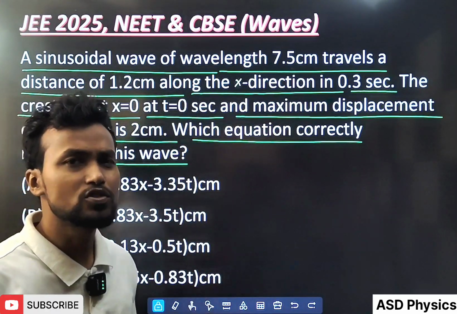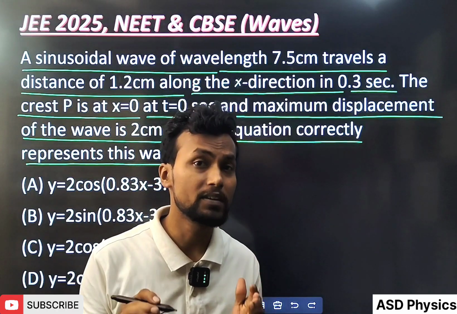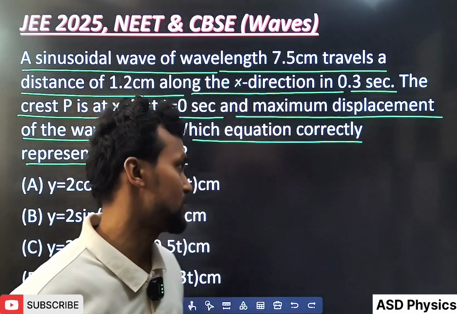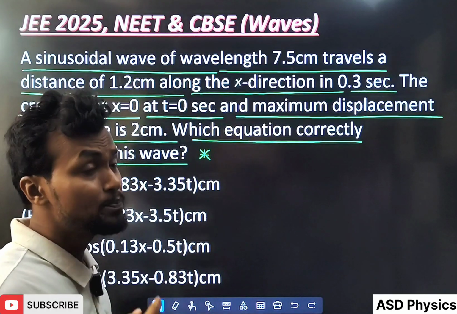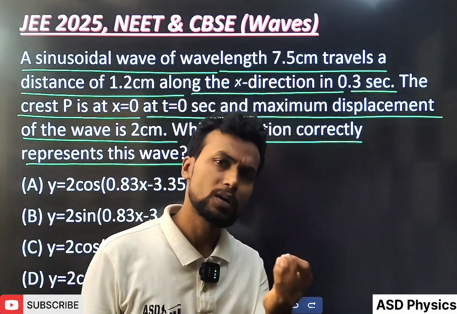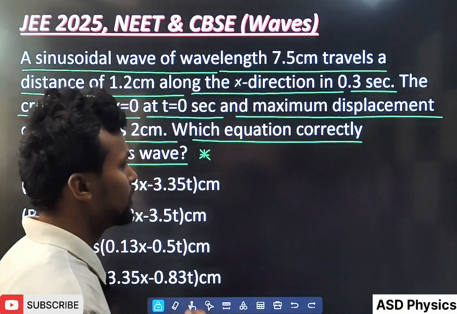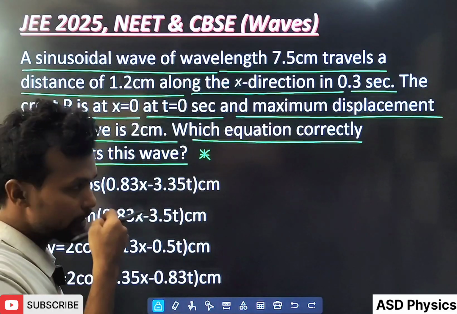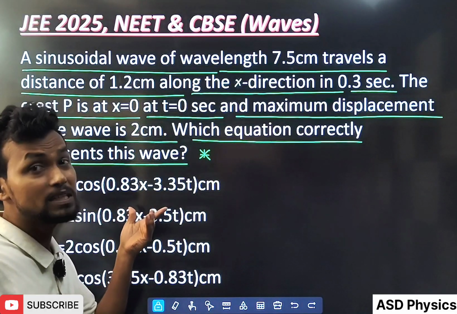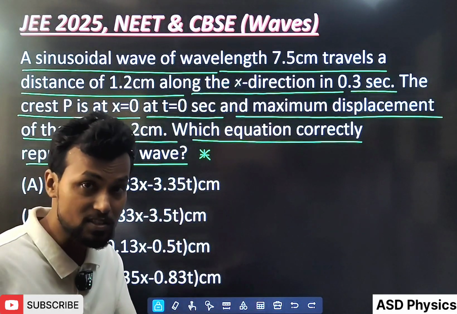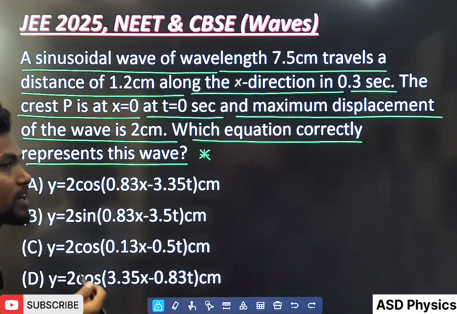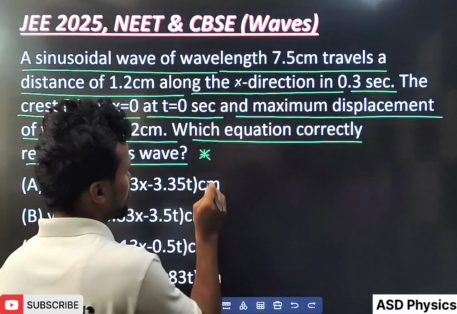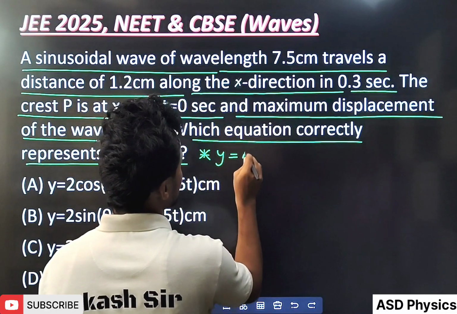So after reading this question, you can understand very well the wave is traveling along the x direction. Based upon that, we have to think about a wave that is traveling along the positive x direction by default. For the positive x direction, remember that under the sine function, it can be kx minus omega t or omega t minus kx. But seeing the options, we have to write in the form of kx minus omega t. Okay, so the equation can be like this.